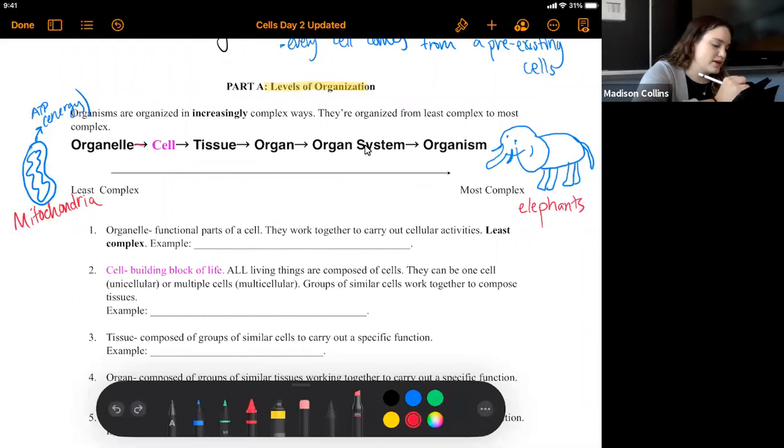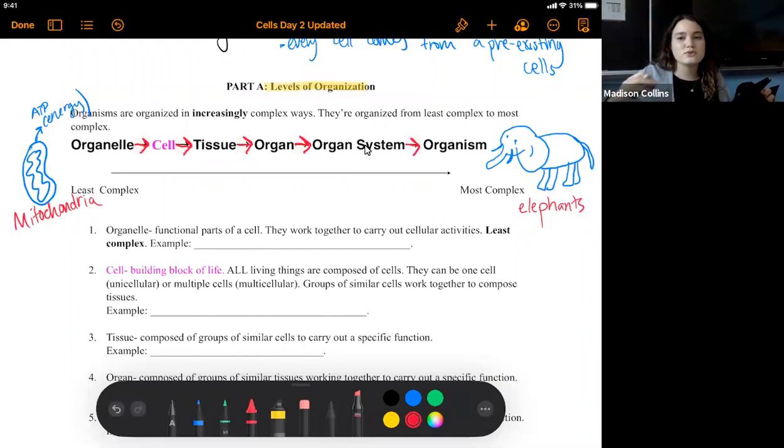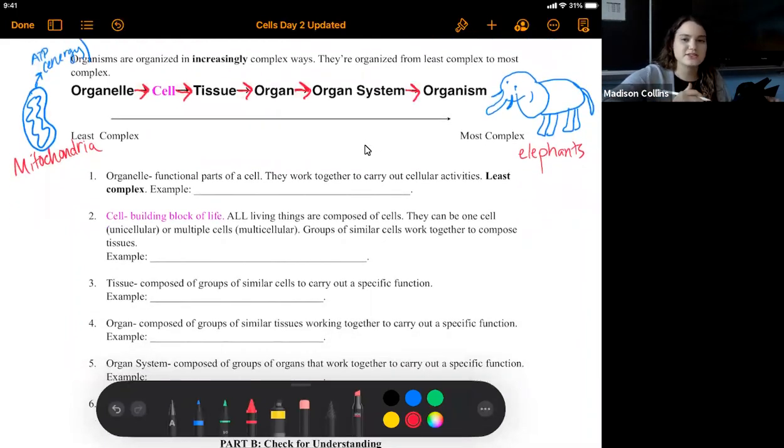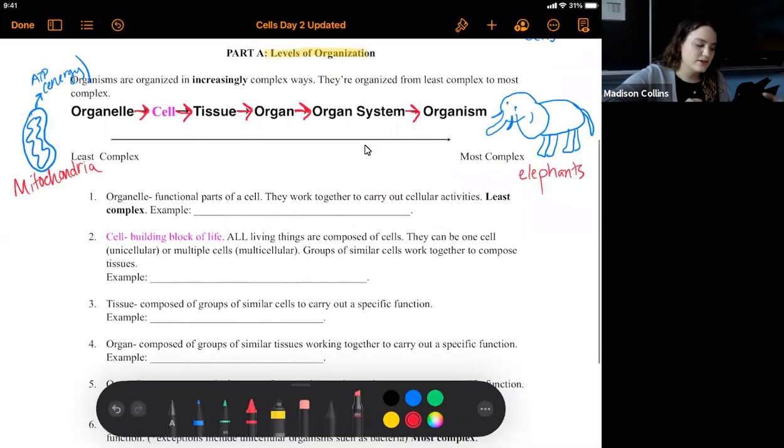So once again, organelles make up cells. Cells build up tissues. Tissues build up organs. Organs build up organ systems. And finally, organ systems build up organisms. So we're going from the least complex, the tiniest structure, all the way to organisms and the biggest, most complex structure. But I am going to tell you a little bit more about each of these stages or levels along the way. Okay, so for example, first up, our least complex, we've got the organelle.